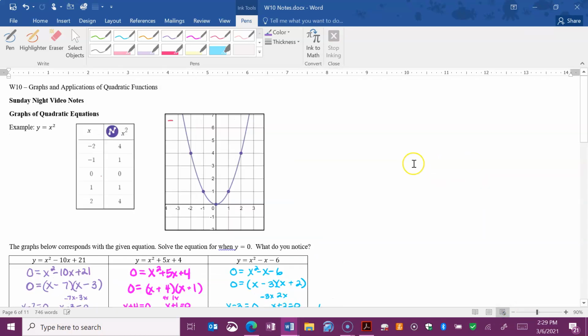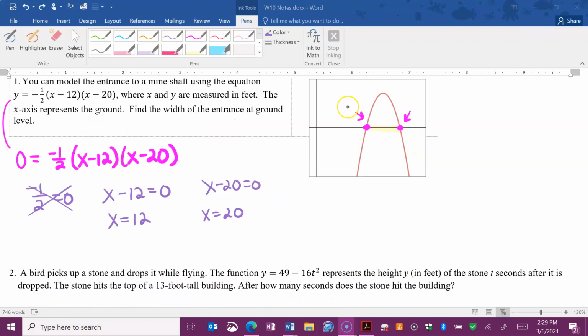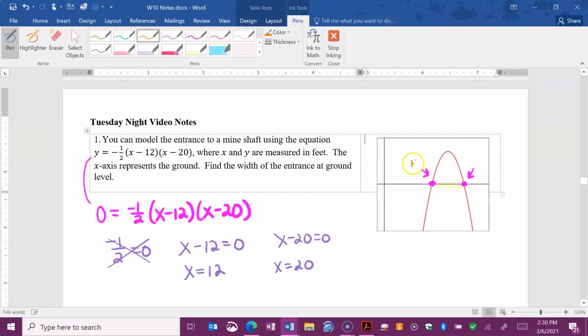So this one must be 12, and this one must be 20. This is the point. So this point must be 12, and this point must be 20. And therefore, that distance from 12 to 20 is 8 feet. So that entrance to that mine shaft must be 8 feet wide.